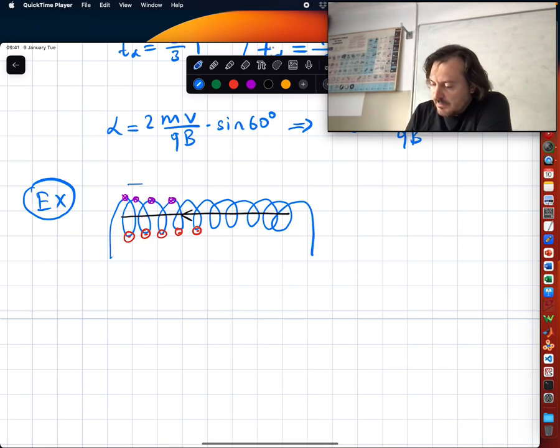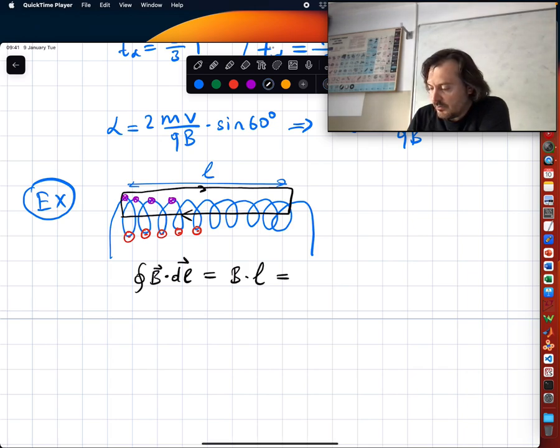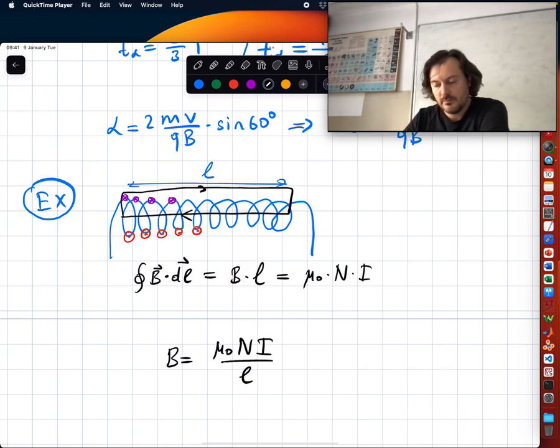Then this length is L. So you use Ampere's law. You only have one contribution. The integral of B dot dl is equal to B times L, and it has to be equal to mu 0 times the enclosed current, which is N times I. So B is equal to mu 0 N times I over L.